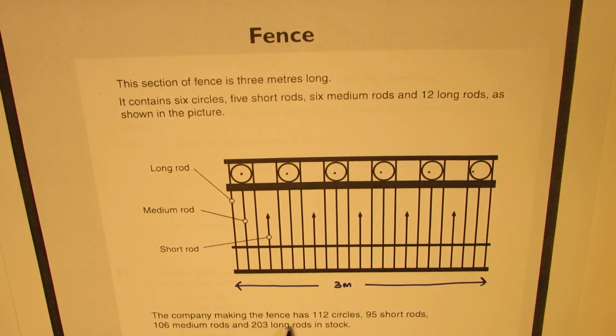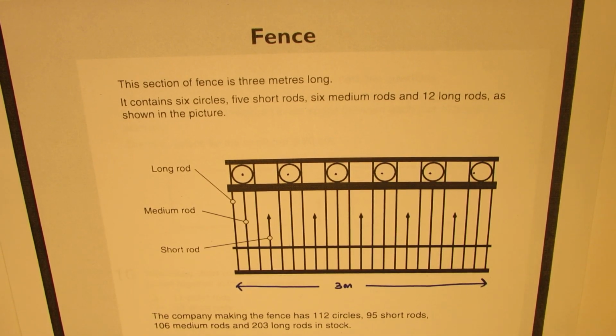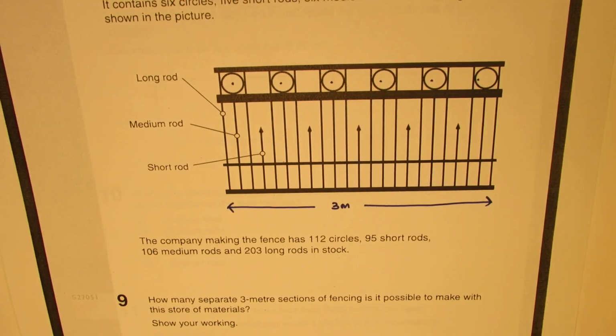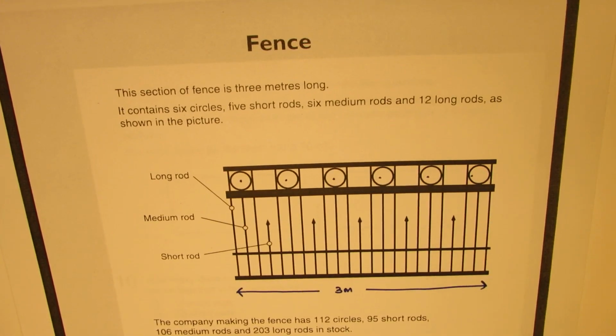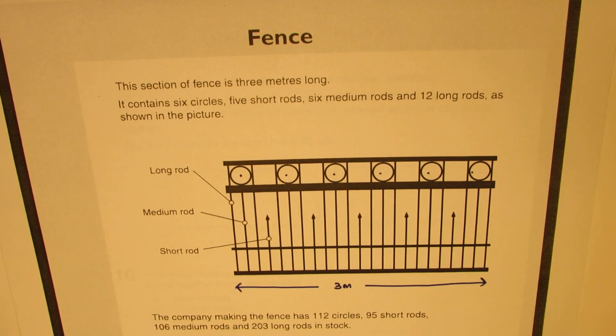The company making the fence has 112 circles, 95 short rods, 106 medium rods, and 203 long rods in stock. Based on this, the question is, how many separate 3-meter sections of fencing is it possible to make with this store of material? Show your work. Okay. So we have some material. I'll show all the work right here so that we will see with respect to the diagram what is happening.